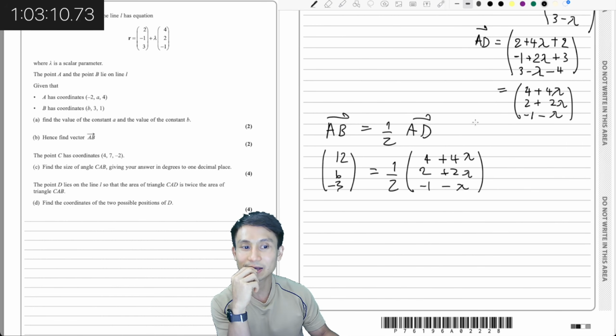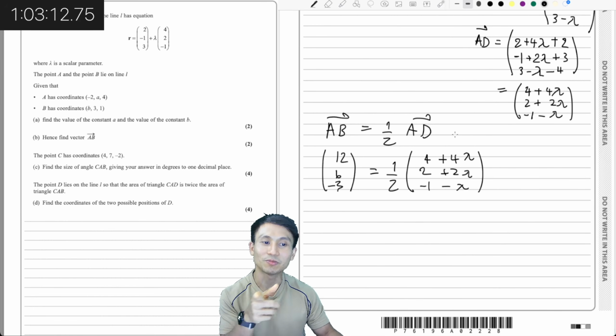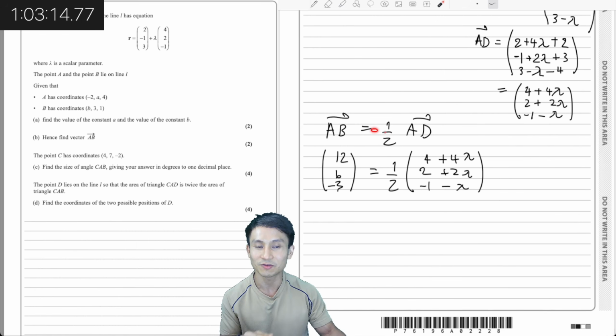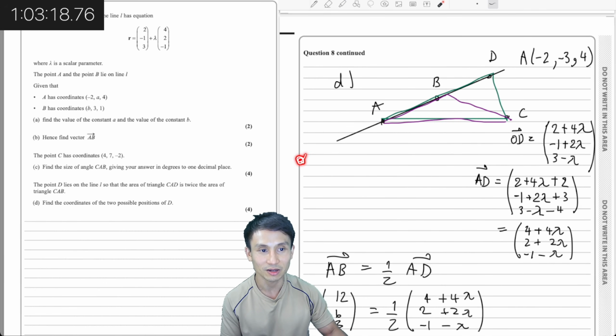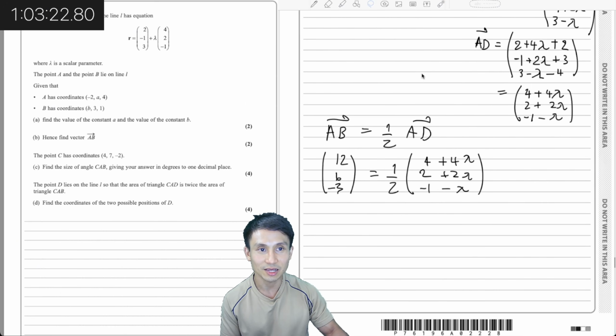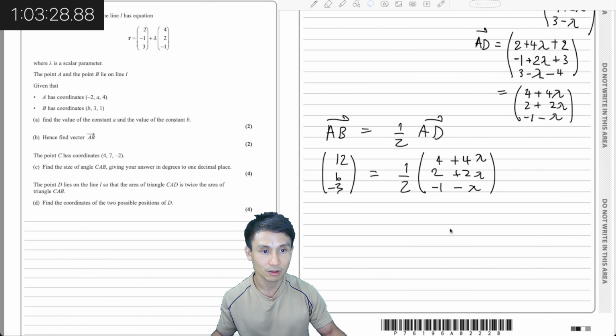Okay. The other possibility is that this has a negative sign because it can go either way, right? So D can be around here, right? So D can also be here. So I'm just going to say plus or minus there, right? Okay, so this is plus or minus.